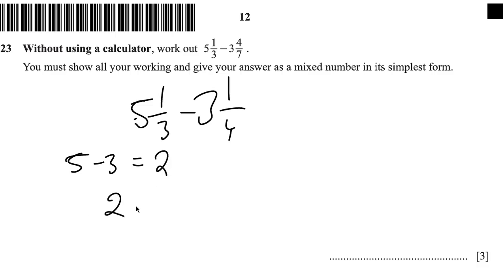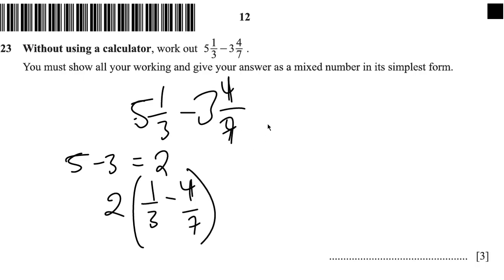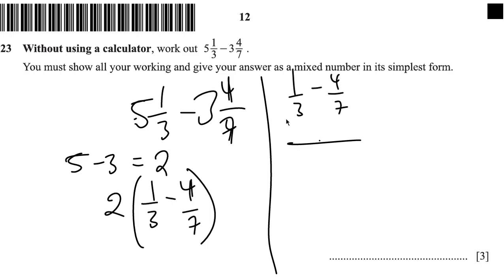So we can simply have 2 whole, 1 over 3 minus 4 over 7. This is 4 over 7, right? So 1 over 3 minus 4 over 7. To get the LCM, we can simply get the product of the two. That gives you the LCM: 3 times 7, right? That's 21.